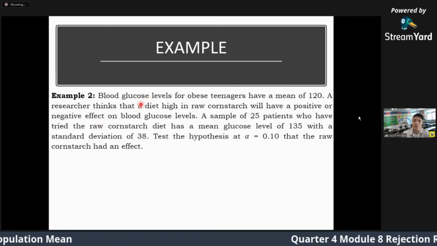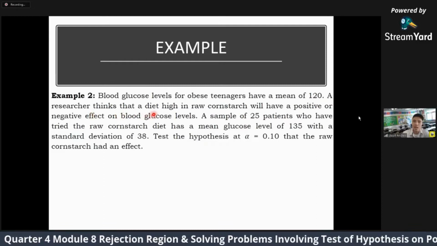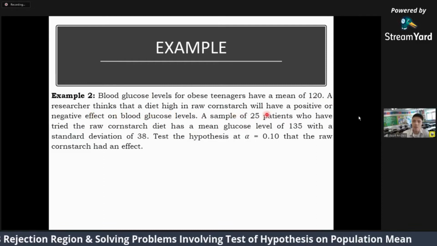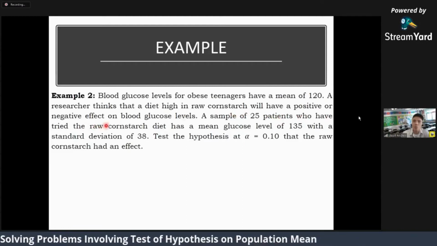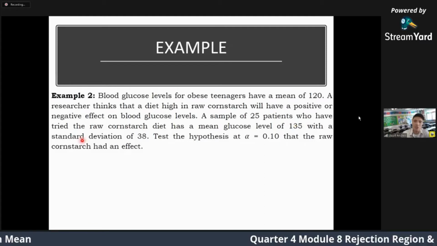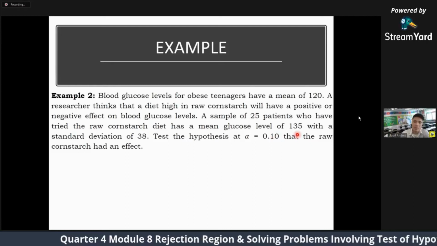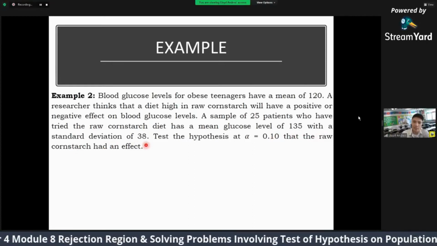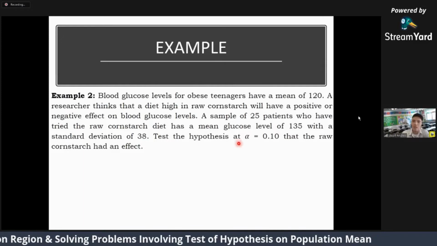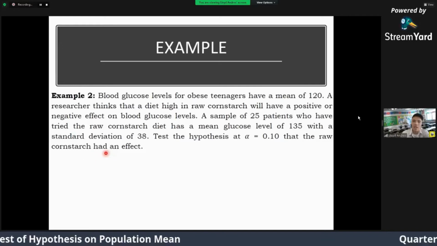Blood glucose levels for obese teenagers have a mean of 120. A researcher thinks that a diet high in raw cornstarch will have a positive or negative effect on blood glucose levels. A sample of 25 patients who have tried the raw cornstarch diet has a mean glucose of 135 with a standard deviation of 38. Test the hypothesis at alpha equals 0.10 that the raw cornstarch had an effect.